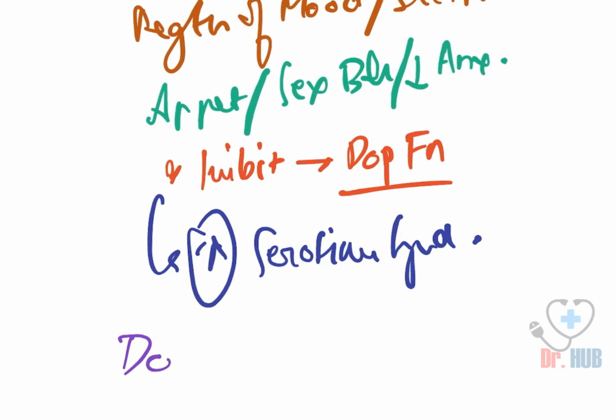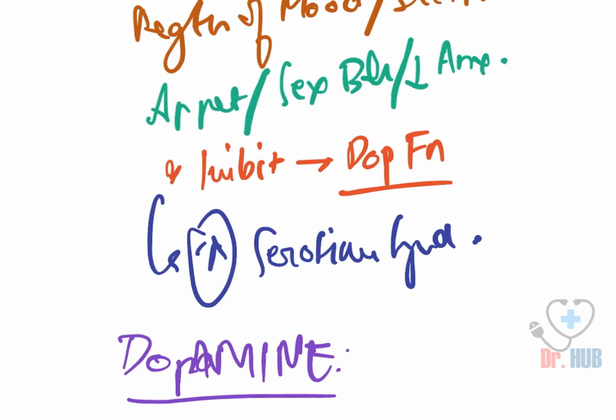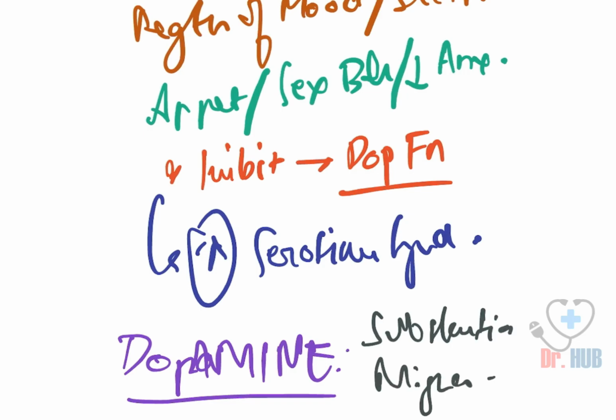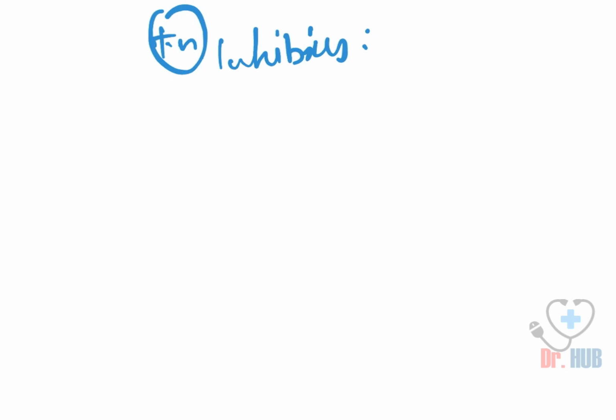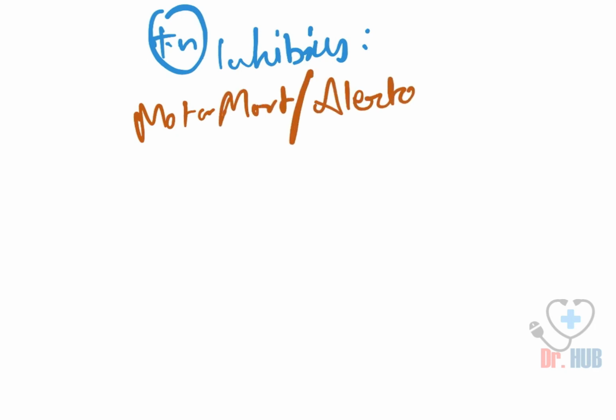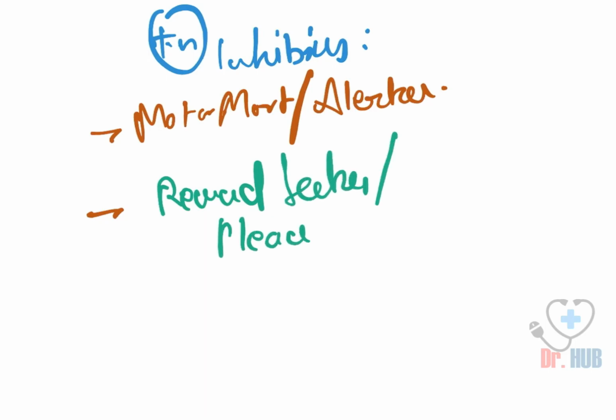Next, we look at the important neurotransmitter, dopamine. The major source of dopamine is the substantia nigra. And what are the functions of dopamine? The function is inhibitory, in motor movement as well as alertness. Also in reward seeking, as well as pleasure and motivation.